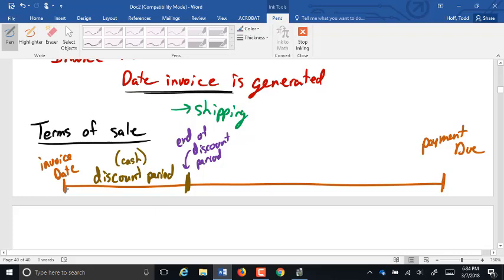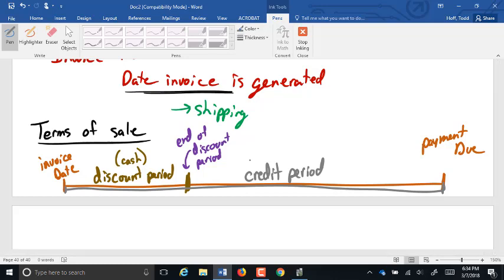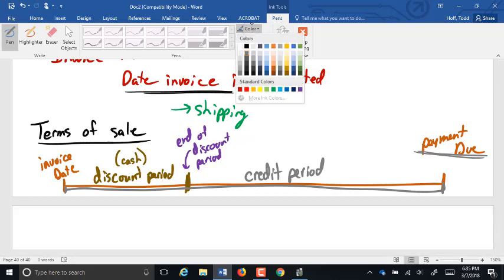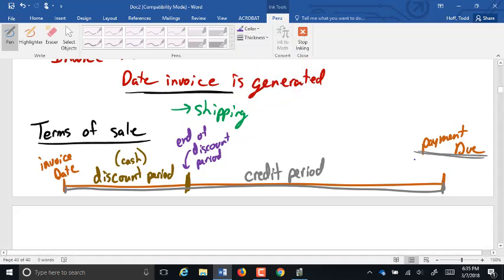Well, starting from that invoice date and going all the way to the date that payment is due is the credit period. So technically, the credit period includes the discount period, but it usually extends beyond the discount period, and it goes up until that final date that the invoice is due. It must be paid. The invoice due date marks the end of the credit period.